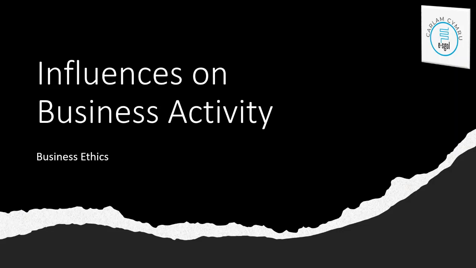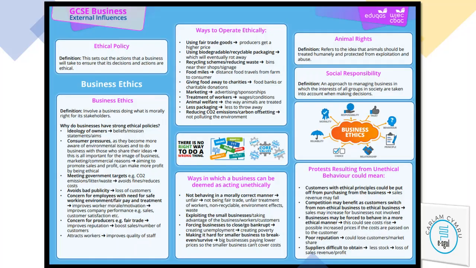So we've got business ethics that we're going to be covering first. So what is business ethics? Well, you've got ethical policy. So this is like setting out whether you think what a business does is morally right or wrong. So the decisions and actions are ethical. So is it morally right or wrong what they are doing? So it involves businesses doing what is morally right or wrong for its stakeholders.